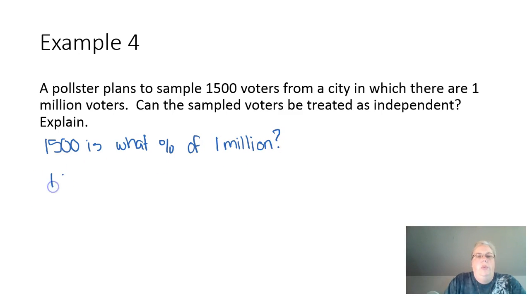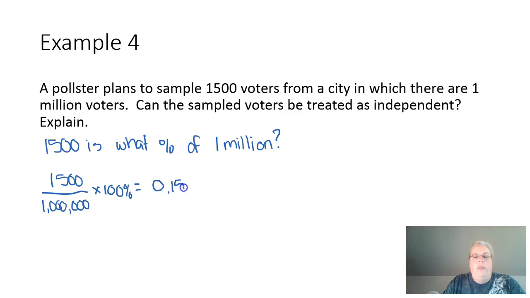Alright, so we have 1,500 over 1 million. And if we want to turn that into a percent, we'll multiply it by 100%. And then when we put this in the calculator, we get 0.15%. So yes, we can treat those sampled voters as independent because 0.15% is less than 5%, and that was where we had set the standard.